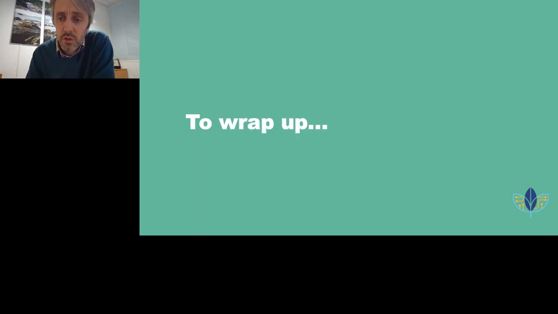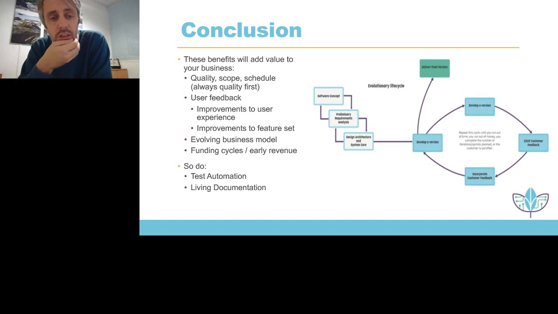So to wrap up, if you think these benefits are going to add value to your business, which I think they should add value to any business really, quality, more user feedback, looking and experimenting with your business model and aligning with your funding cycles, then really measure yourself against this evolutionary life cycle. How close are you? What are the barriers to achieving that? And we found that test automation and living documentation really play a key role in getting there.